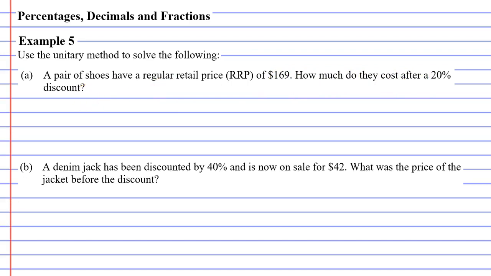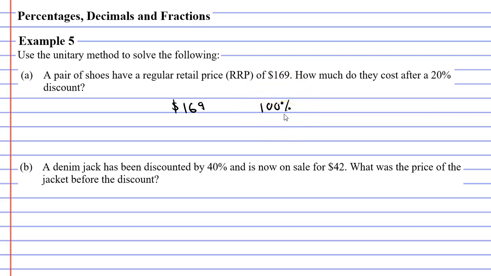All right, I'm going to write 2 things down here. I'm going to write the regular retail price. It's $169. Now I want you to think to yourself, what percentage represents this amount? And the percentage I'm thinking of is 100%. What are we talking about when we use this percentage? The percentage 100%. Well, 100% represents all the money.